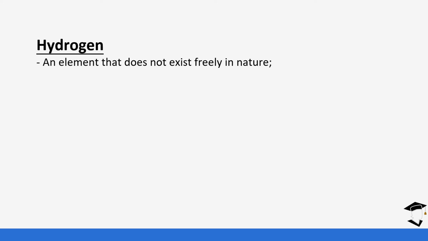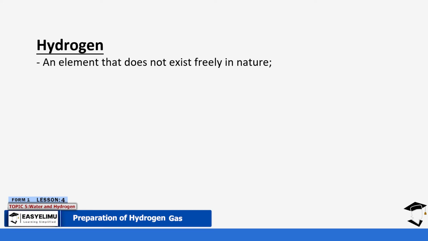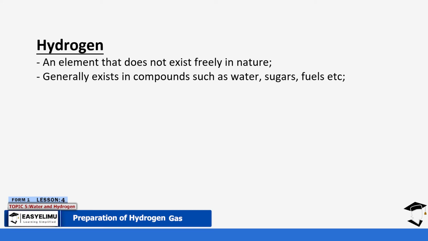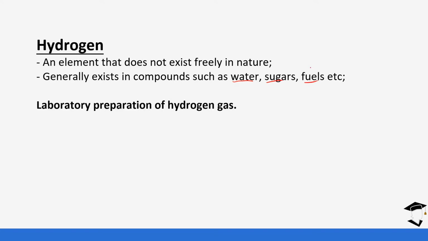So first you start with the laboratory preparation of hydrogen. So hydrogen does not exist freely in nature. It usually exists in combined states, such as compounds like water, like sugar and fuel and other compounds as well. But in the lab, we are able to prepare hydrogen gas using different compounds.